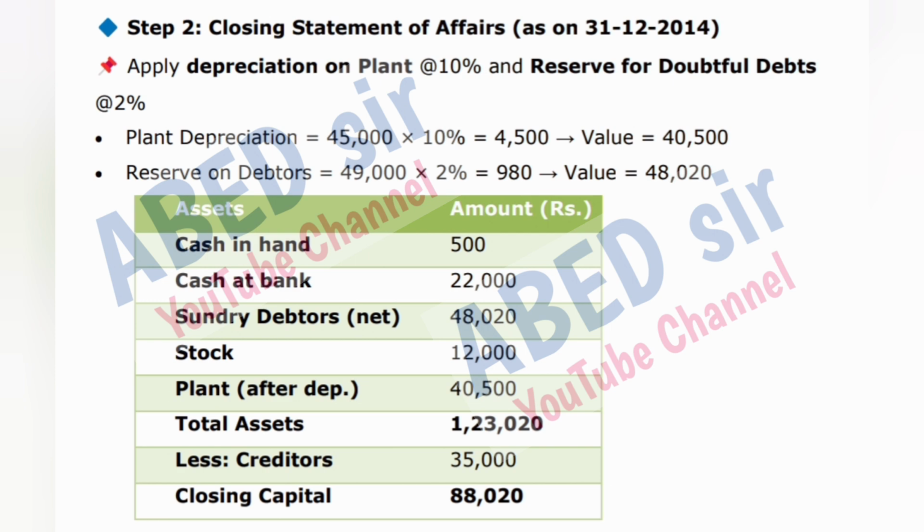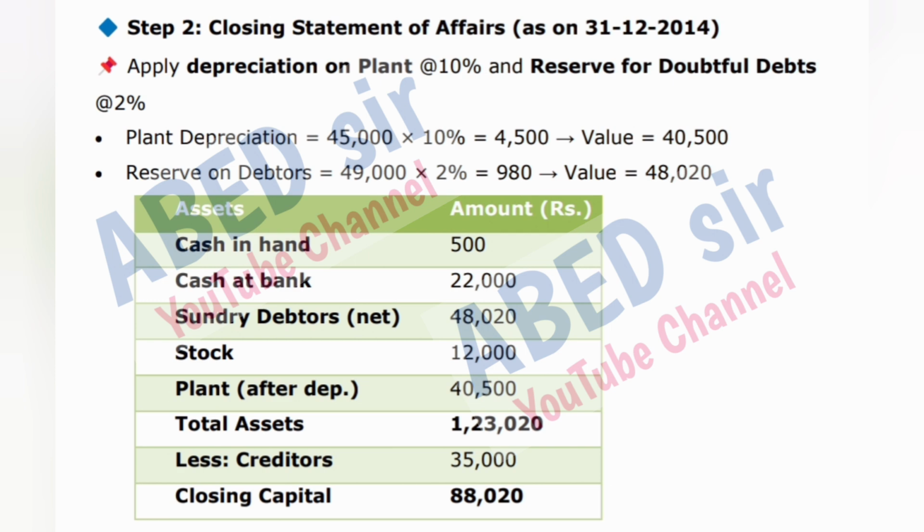Step 2. Closing statement of affairs, as on 31st December 2014. Apply depreciation on plant at 10% and reserve for doubtful debts at 2%. Plant depreciation is equal to 45,000 by 10%, which is 4,500. Value is 40,500. Reserve on debtors is 49,000 by 2%, which is 980. Value is 48,020.